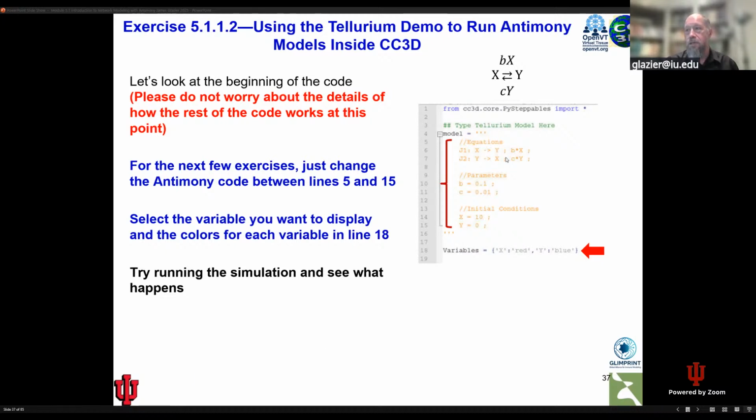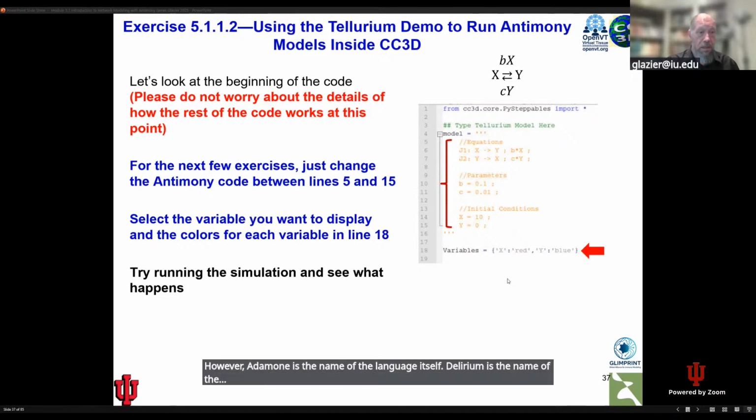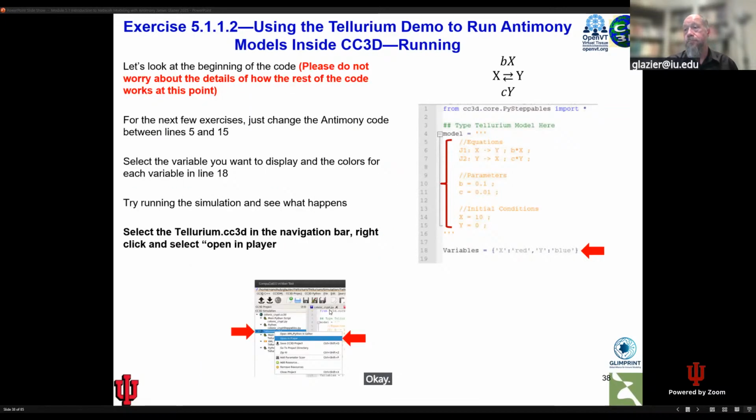However, Antimony is the name of the language itself. Tellurium is the name of the functions that call and interpret Antimony, and libRoadrunner are the solvers that actually implement Tellurium. So people already have this open mostly.